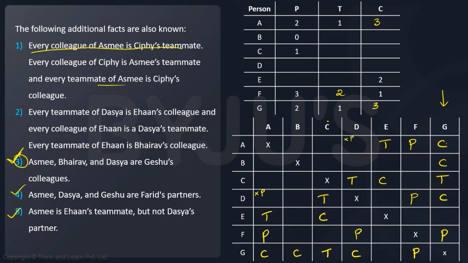Every teammate of E is B's colleague. E's teammate, yes, there is one teammate right now, A. A is B's colleague. So this is C and this is C.